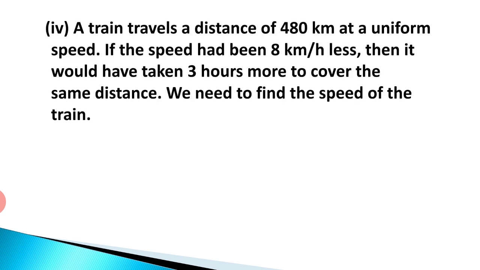So now let us go to the fourth problem. A train travels a distance of 480 km at uniform speed. If the speed had been 8 km per hour less, then it would have taken 3 hours more to cover the same distance. We need to find the speed of the train.